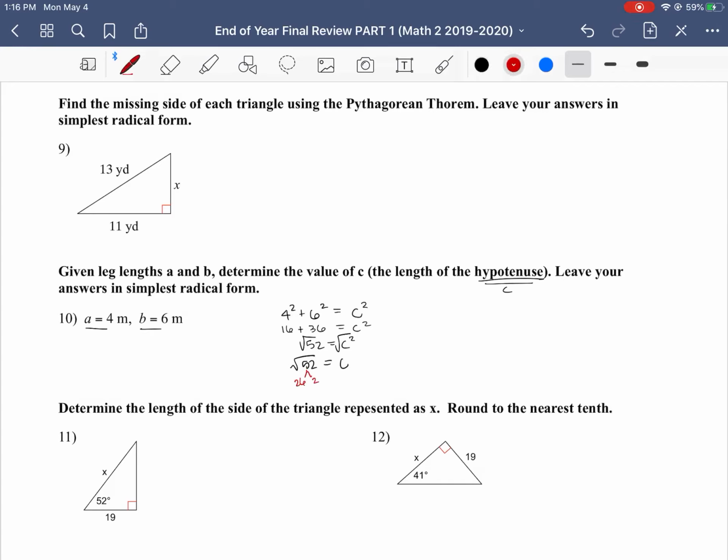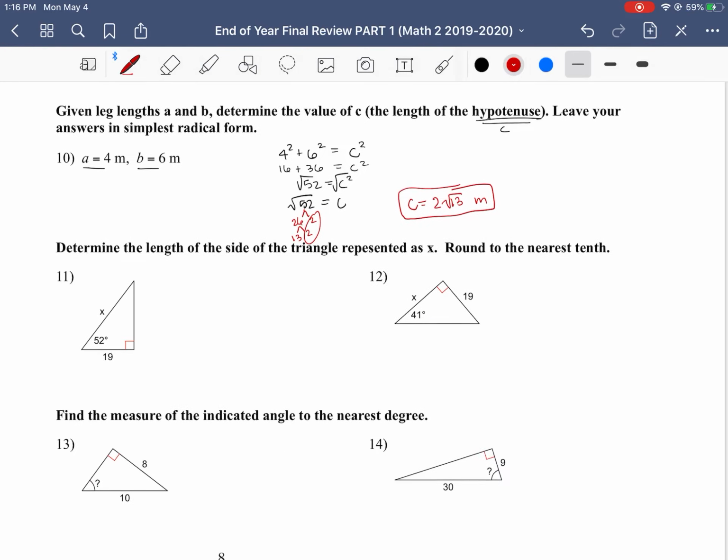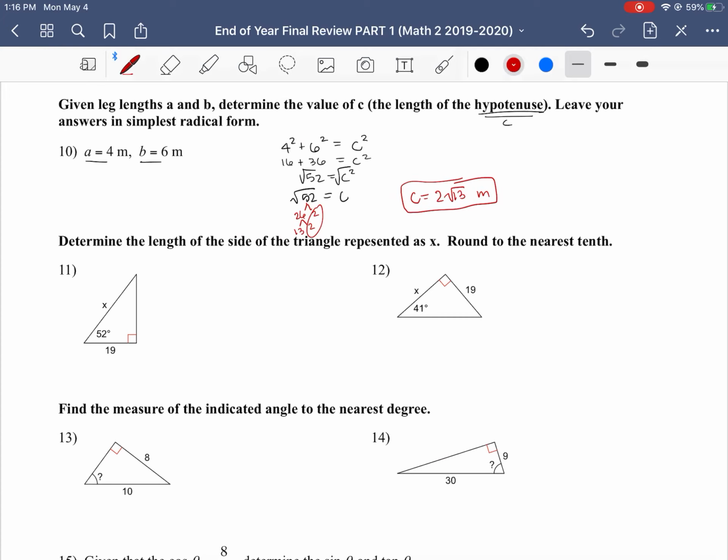So this is the same thing as 26 times 2. And 26 can be broken down into 13 times 2. So this 2 right here comes out front, and it looks like we've got 2 square root of 13, which stays inside. This one told us it was meters, so I'm going to write m right there. But again, just applying that Pythagorean theorem, making sure we're comfortable with that.